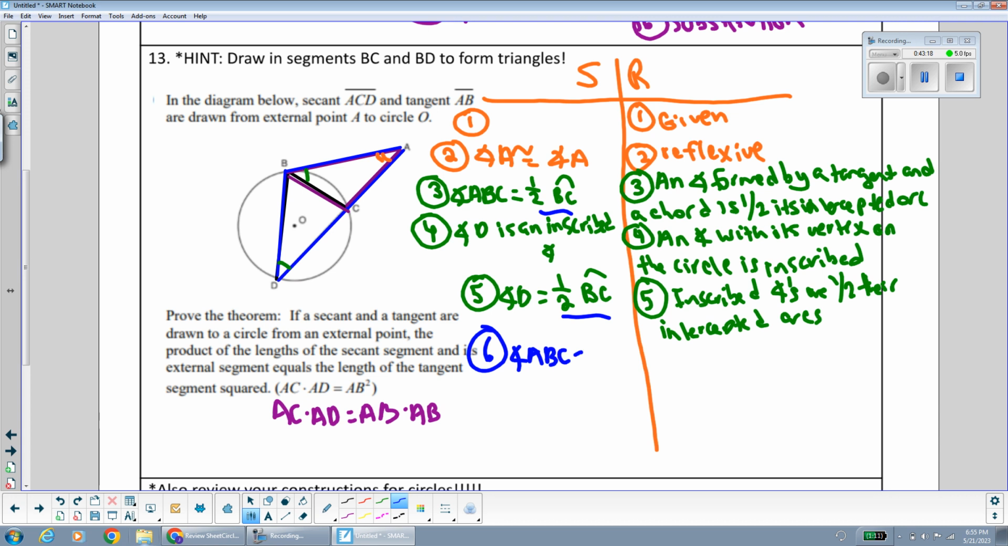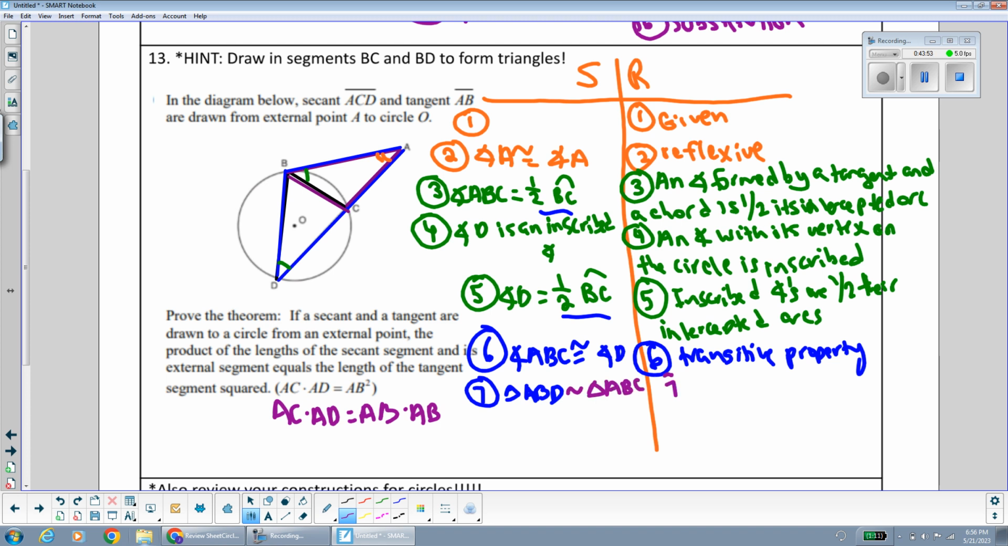Now, since angle D and angle ABC are both half of arc BC, the same arc, that means that they have to be congruent to each other. And that's the transitive property. But if you're in doubt, you could just write substitution for that. But we do have two things that are congruent to the same third thing, so that means they have to be congruent to each other. So from here, now I have my two congruent angles. So I can say triangle ABD, the blue triangle, is similar to triangle ABC, the small purple triangle, and that's by AA.